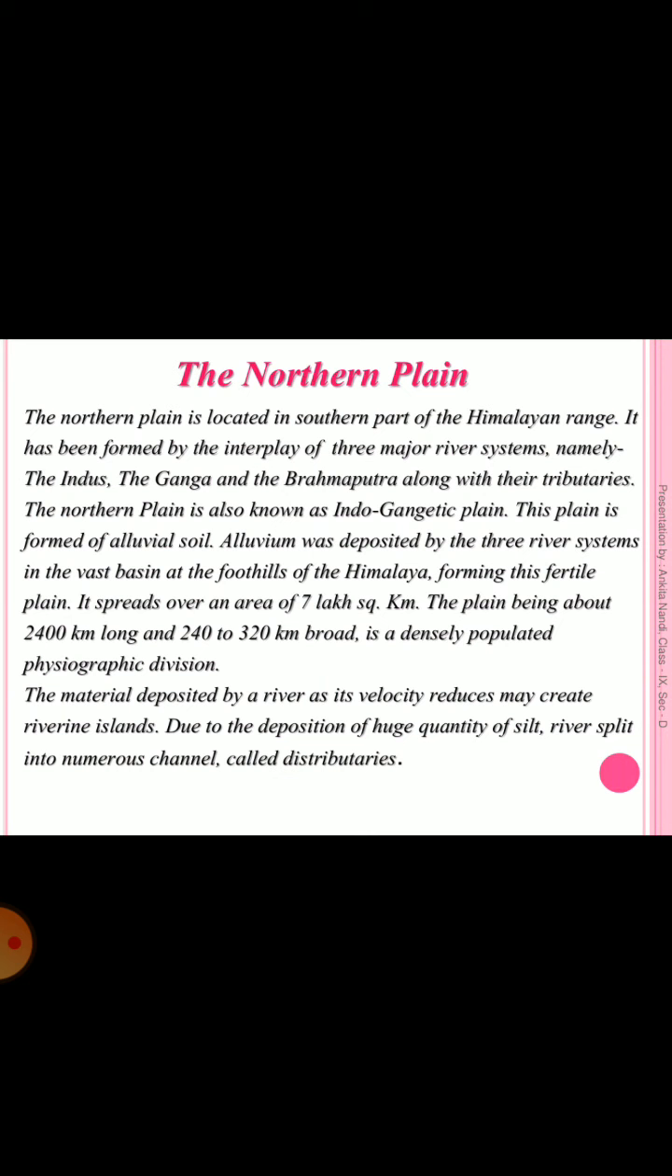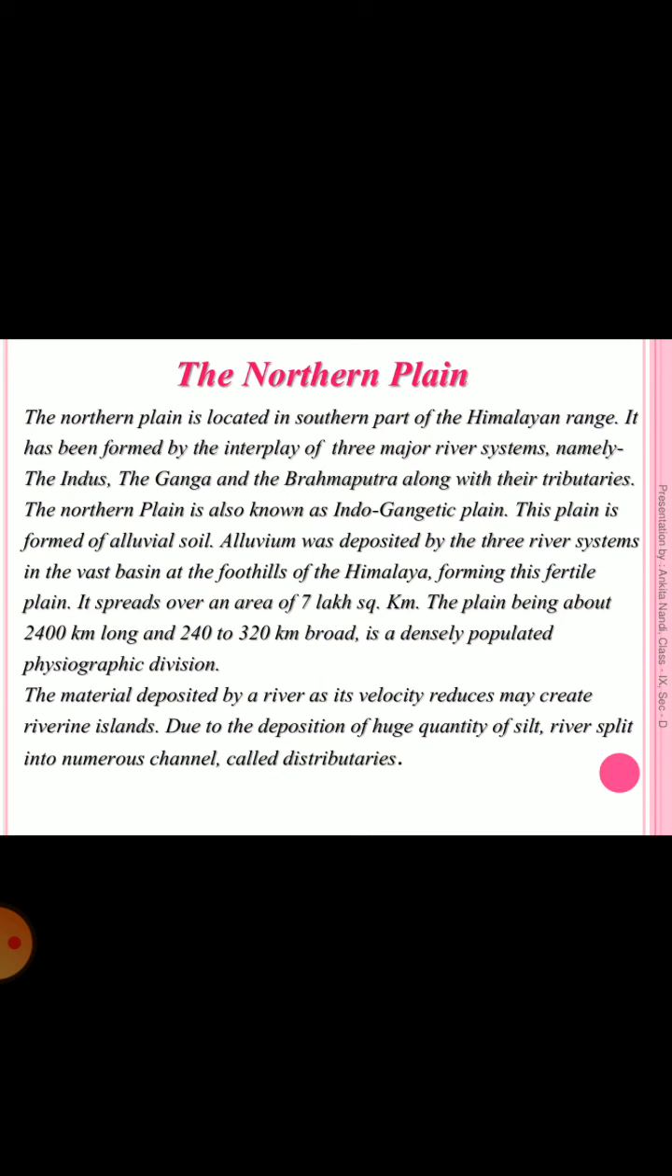Now first of all, the northern plain lying to the south of the great Himalayan mountains are the Great Northern Plains. This part of India is the most fertile land in the world, as it is drained by three perennial rivers coming down from the northern mountains. They are the river Indus, the river Ganga, and the river Brahmaputra. The northern plain is located in the southern part of the Himalayan range. It has been formed by the interplay of three major river systems, that is the Indus, the Ganga and the Brahmaputra, along with their tributaries.